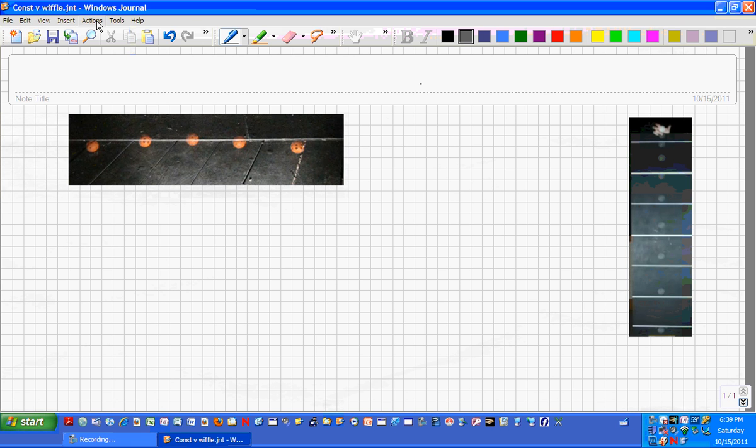Alright, I'm doing this screencast hopefully to help out with motion maps. Let's go ahead and get started. Motion maps, let's go through the concept of a motion map.